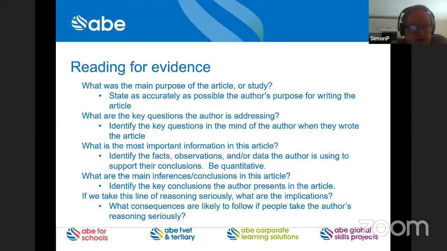What key questions is the author addressing? What is the most important information? What's the data source? What are the main inferences and conclusions, and are they supported by the evidence that has been adduced? And if we take a line of reasoning, then what are the implications? What consequences are likely to follow if people take the author's reasoning and apply it in a variety of situations?